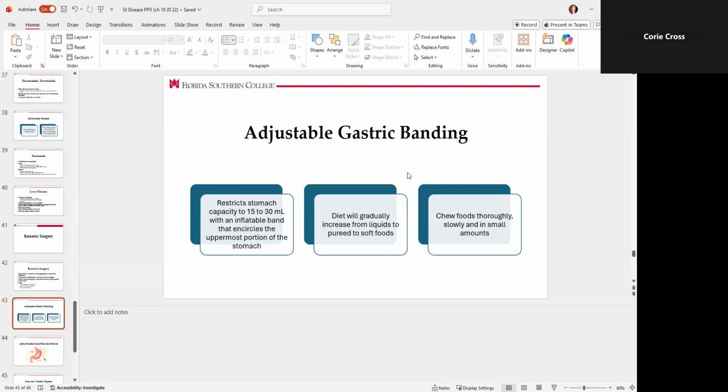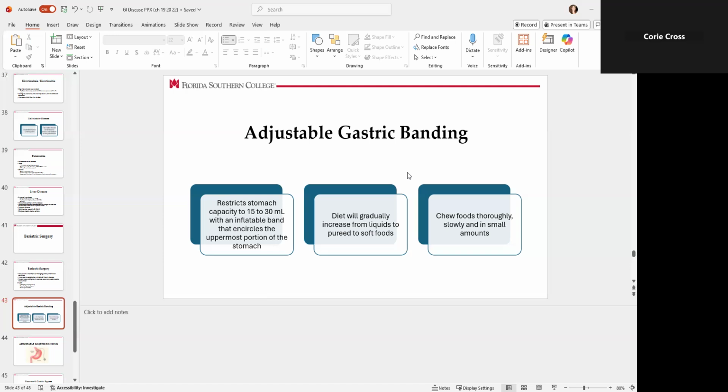The first is laparoscopic adjustable gastric banding. With this approach, an inflatable band is encircled around the upper part of the stomach and buckled. This restricts the stomach's capacity by creating a small pouch that has only about a 15 to 30 milliliter capacity. With this surgery, patients must understand the importance of eating small meals, eating slowly, and chewing their food thoroughly, with their diet advancing from liquid to puree and then to soft foods over time.